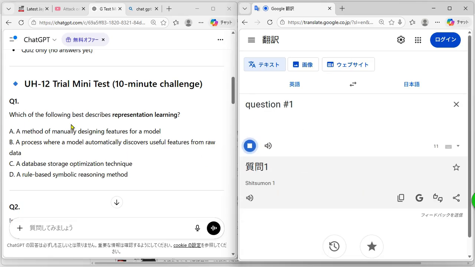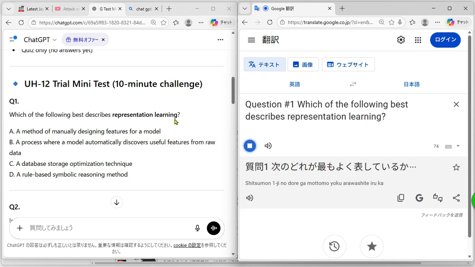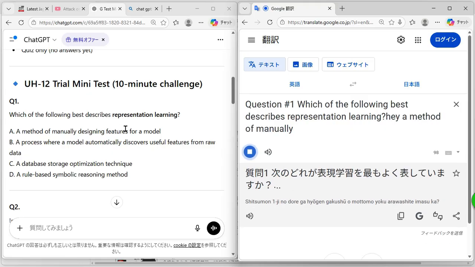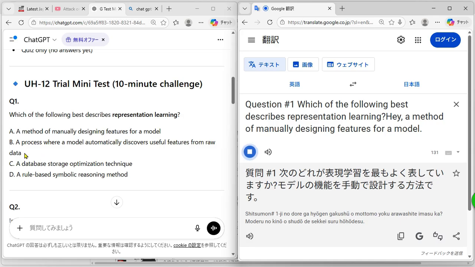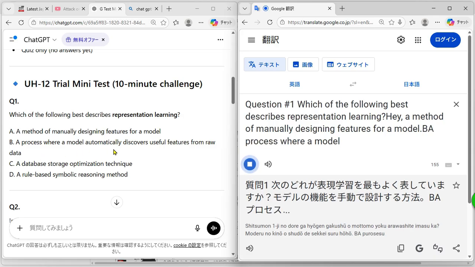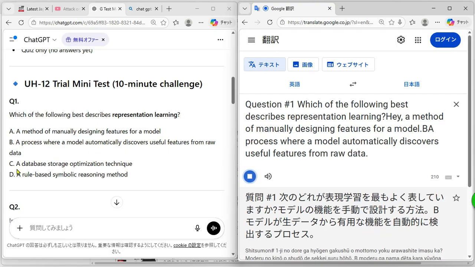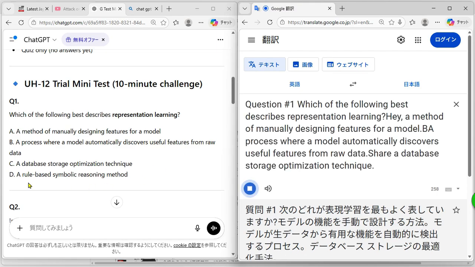Question number 1. Which of the following best describes representation learning? A. A method of manually designing features for a model. B. A process where a model automatically discovers useful features from raw data. C. A database storage optimization technique. D. A rule-based symbolic reasoning method.